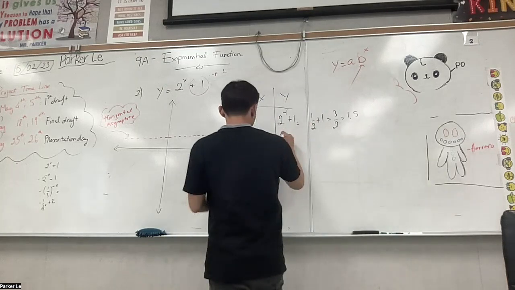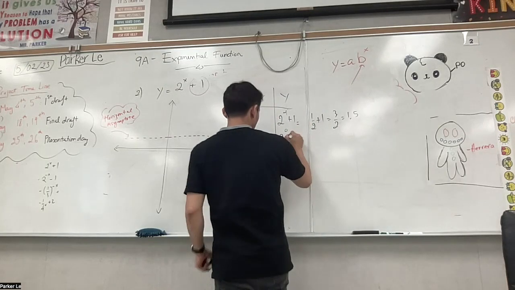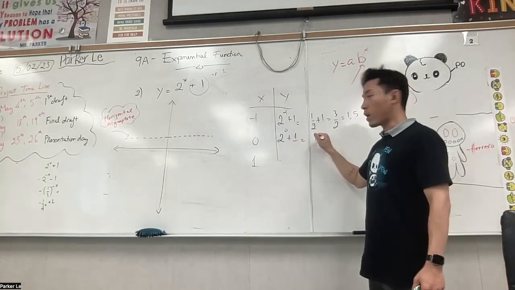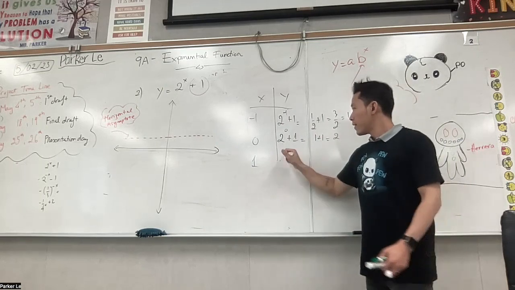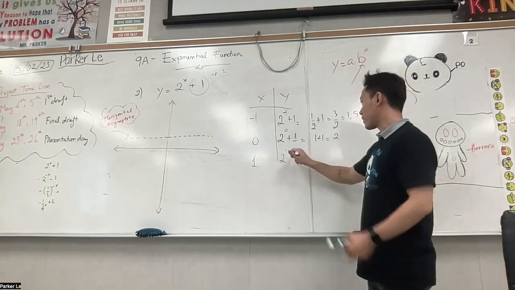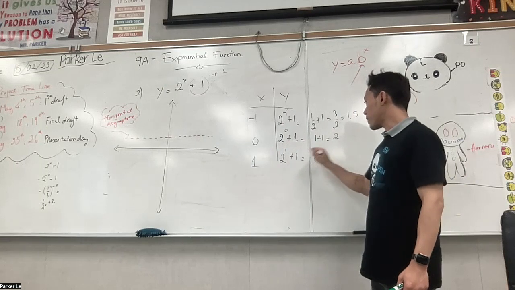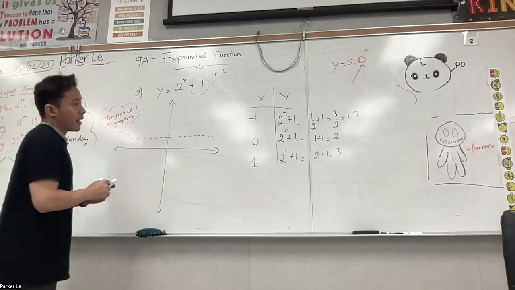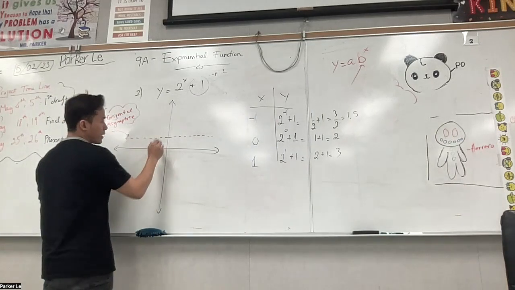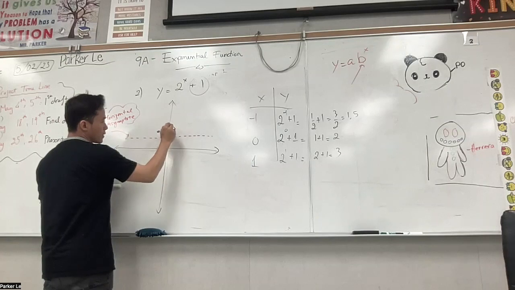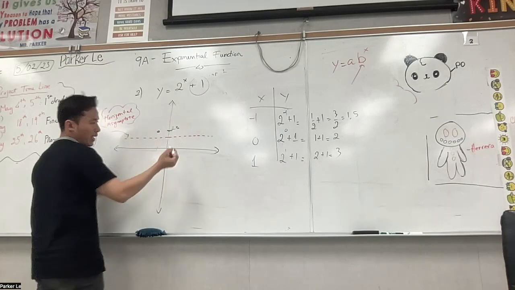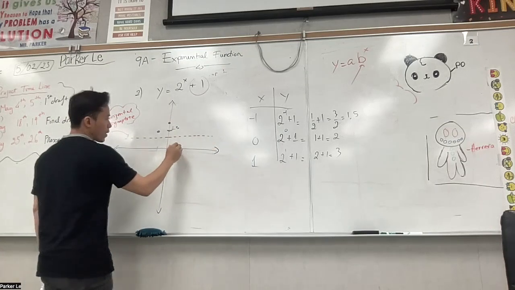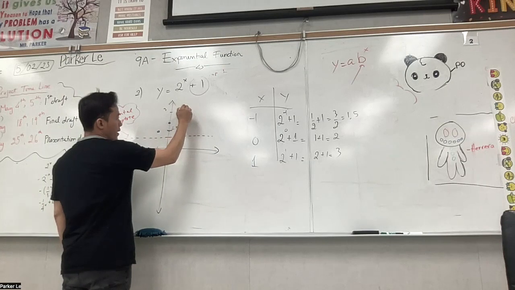Plug in 0. 2 to the power 0 plus 1. 2 to the power 0 is 1, and 1 plus 1 is 2. Then 2 to the power 1 plus 1: 2 to the power 1 is 2, plus 1 is 3. So you have 3 points. -1, 1.5, around here, like 3 halves. 0, 2 right here. 1, 3, right here.